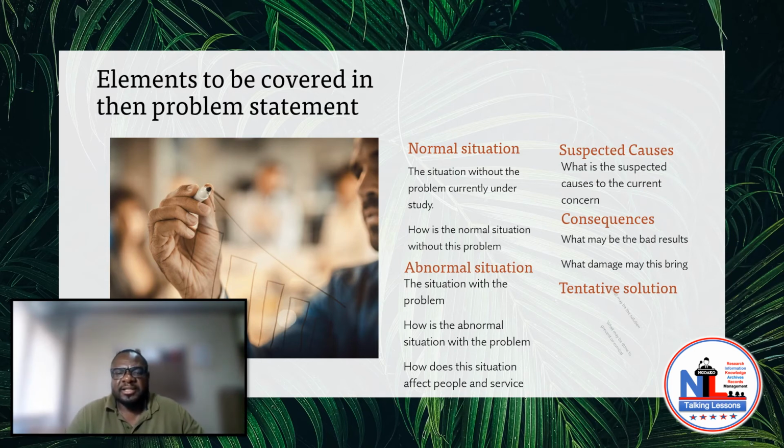So the last thing that you may think of is tentative solution. What do you think can best resolve the situation? What may be the solution? What may be done to prevent or combat this problem or prevent it from happening? So such kind of things, these are the key elements, even if they may not be the only ones, but I consider them key in your problem statement.